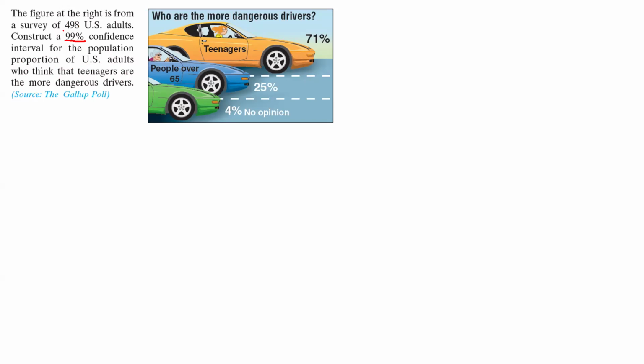So when they did the survey of 498 US adults, 71% believe that teenagers are more dangerous drivers. 25% believe that people over 65 are more dangerous drivers. And 4% had no opinion, which is absolutely fine. Now, from the information, we want to construct the confidence interval for the population proportion of US adults who think that teenagers, so this is the key, teenagers are more dangerous drivers, it means that we're looking at 71%.